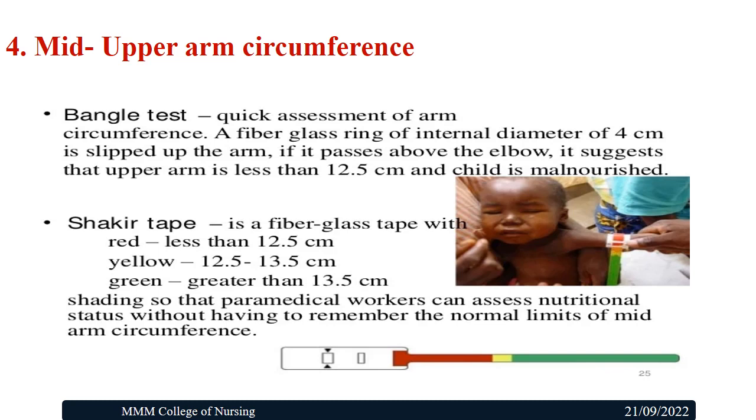Shakir tape method: a fiberglass tape with red color showing less than 12.5 cm, yellow color showing 12.5 to 13.5 cm, green color showing greater than 13.5 cm.